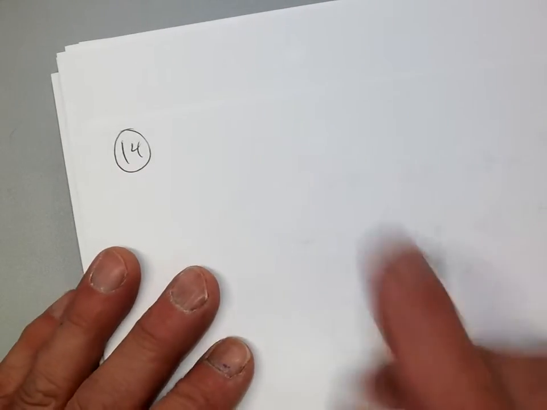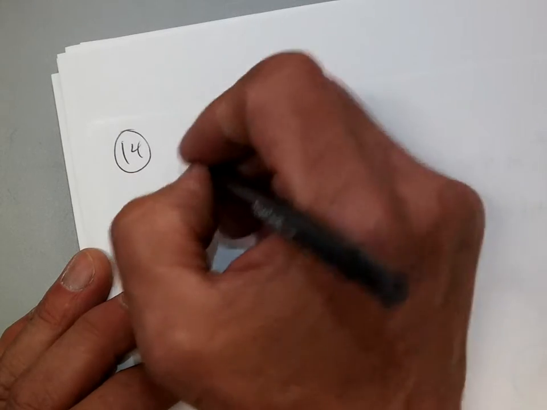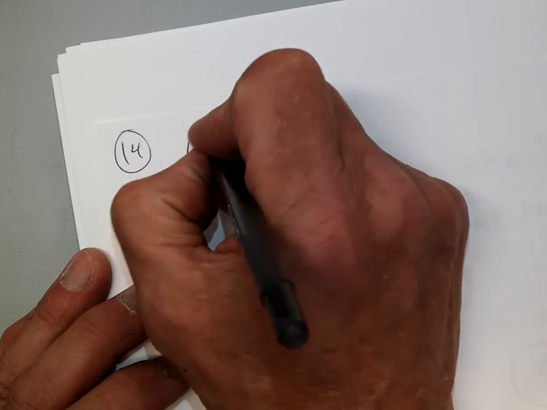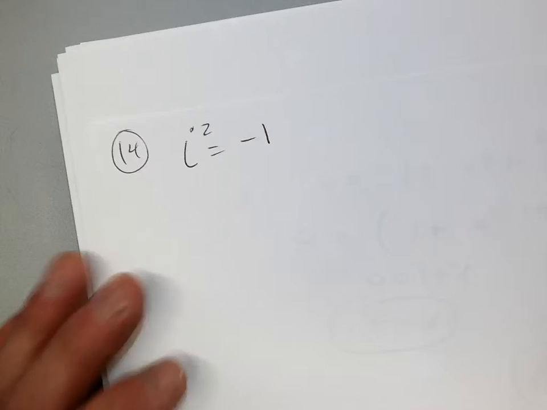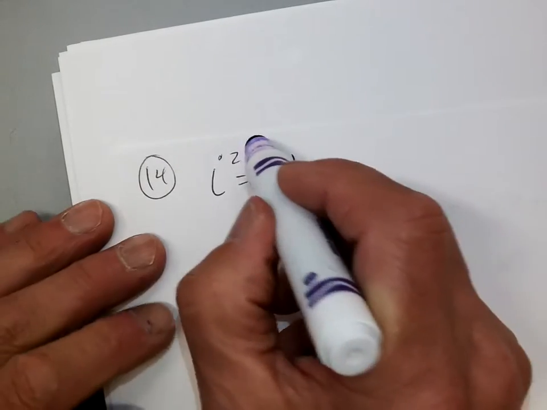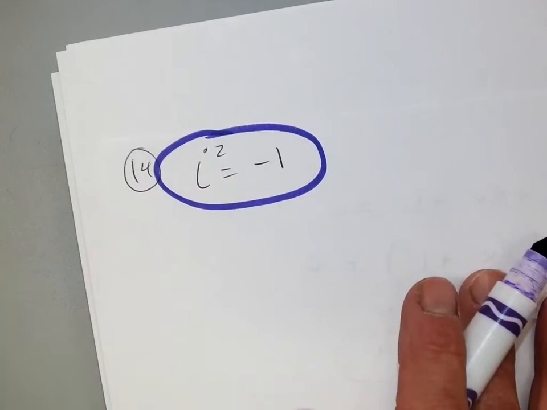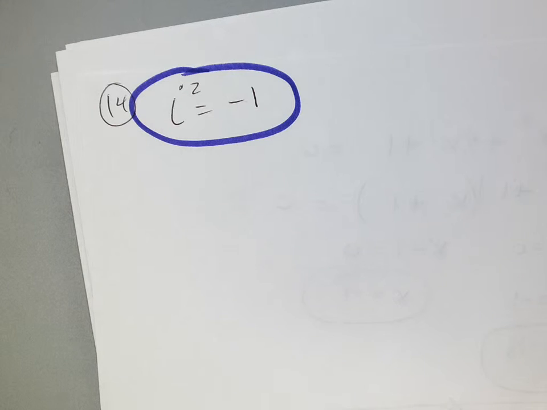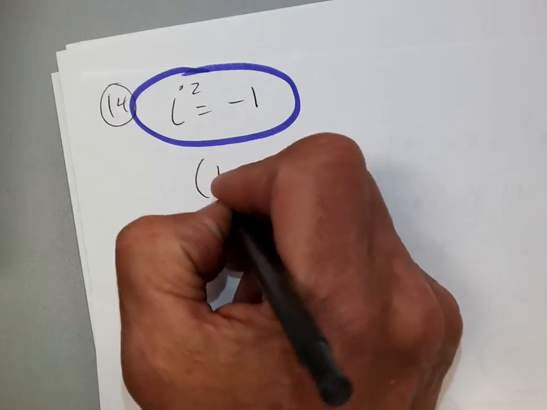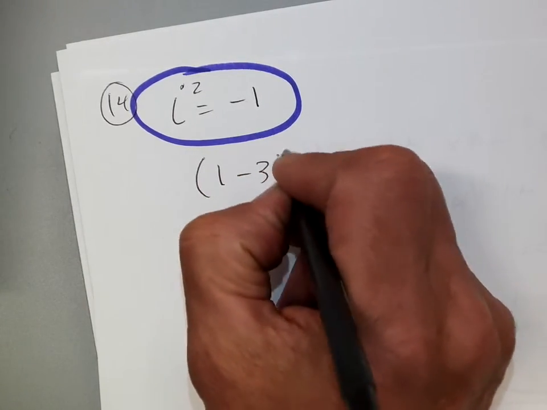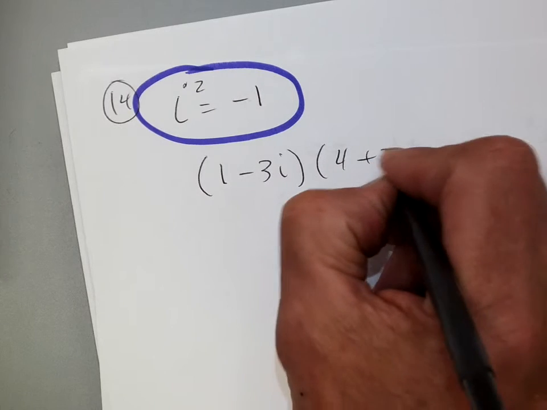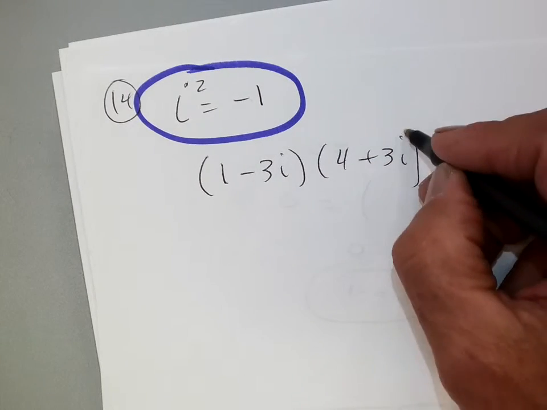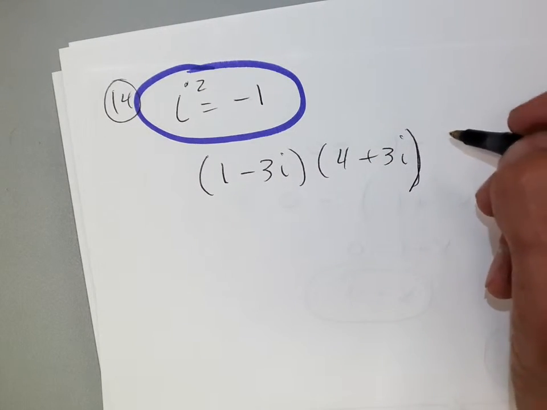Okay, 14. Before I do 14, write yourself a little note. i squared equals negative 1. Write that down. Everybody have that? So let's do number 14. I'm going to have a 1 minus 3i times a 4 plus 3i. Okay, you ready? We're going to FOIL. I'm going to multiply it.